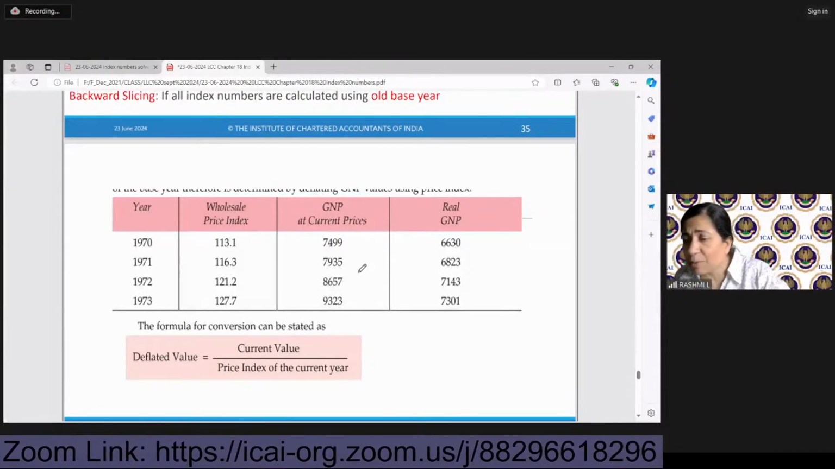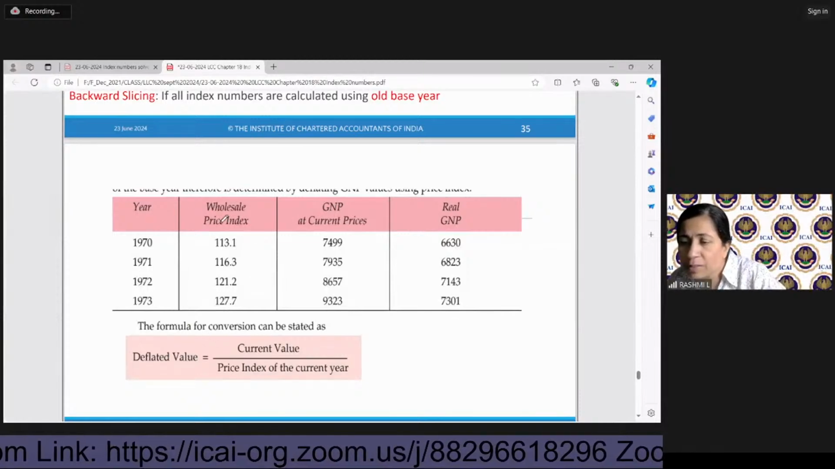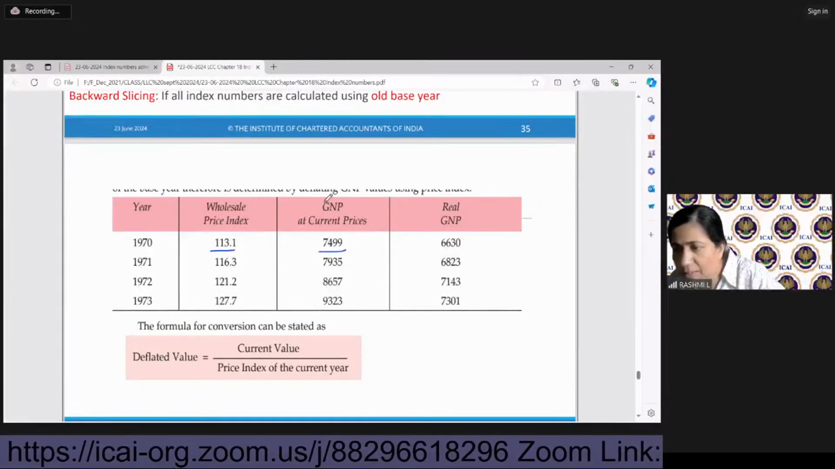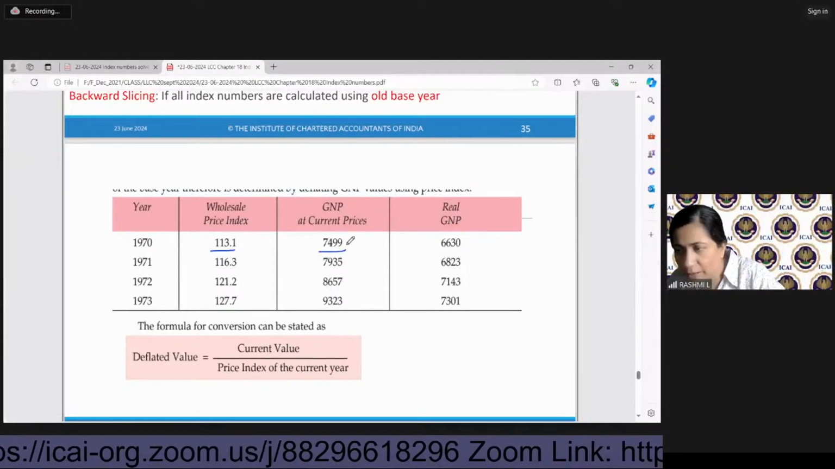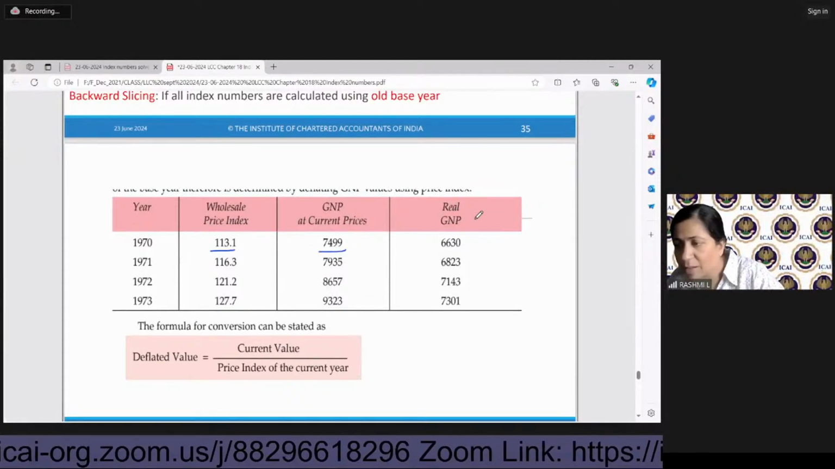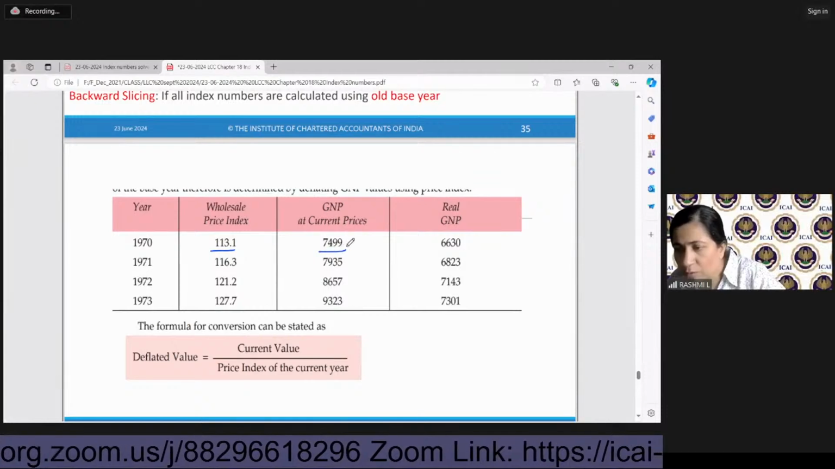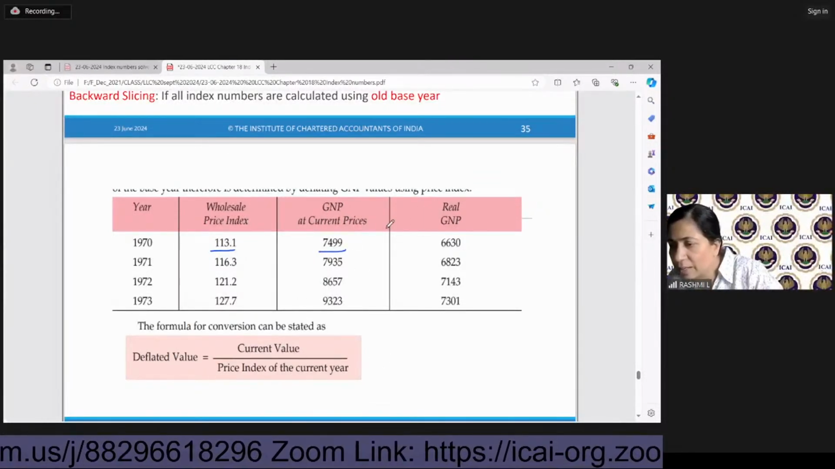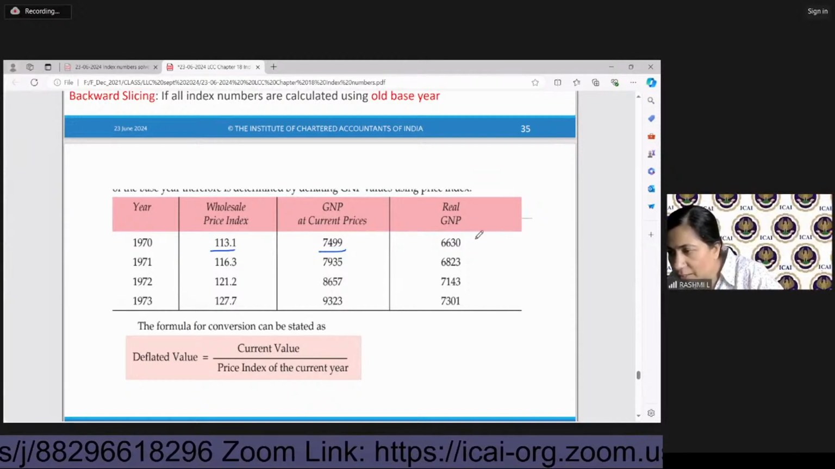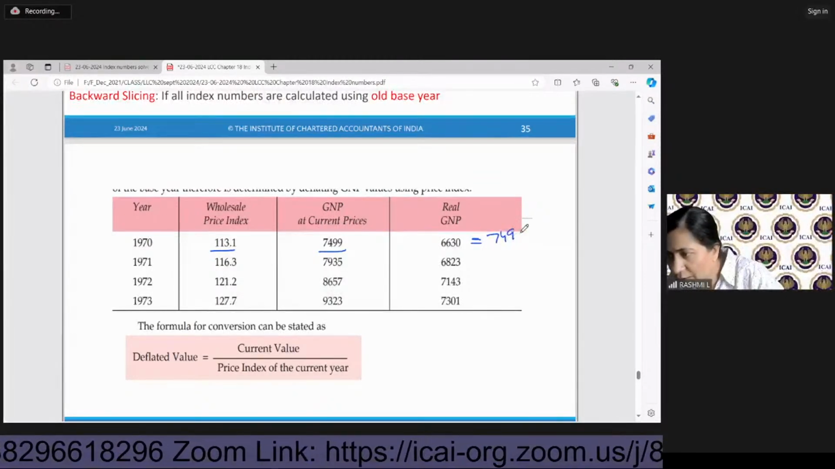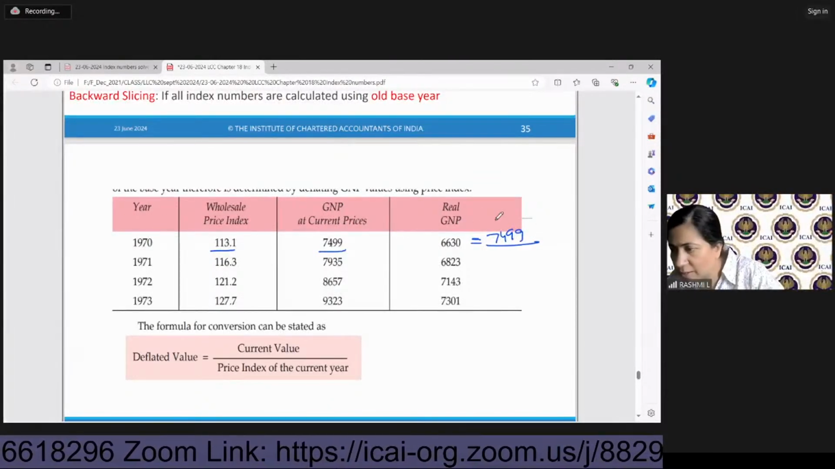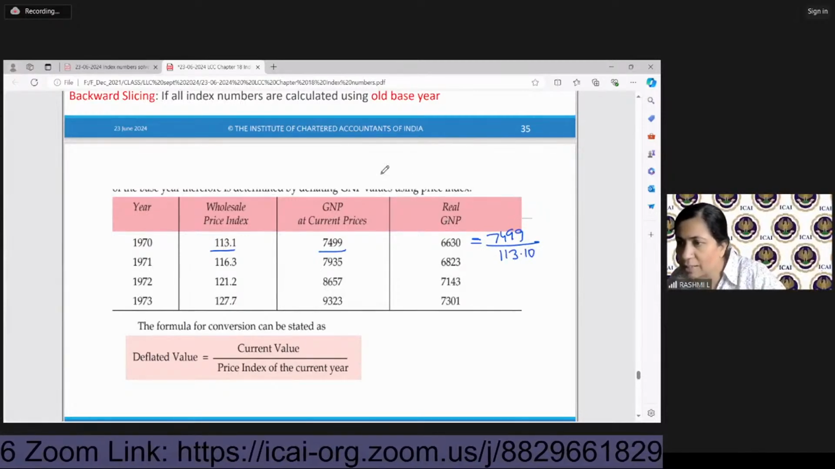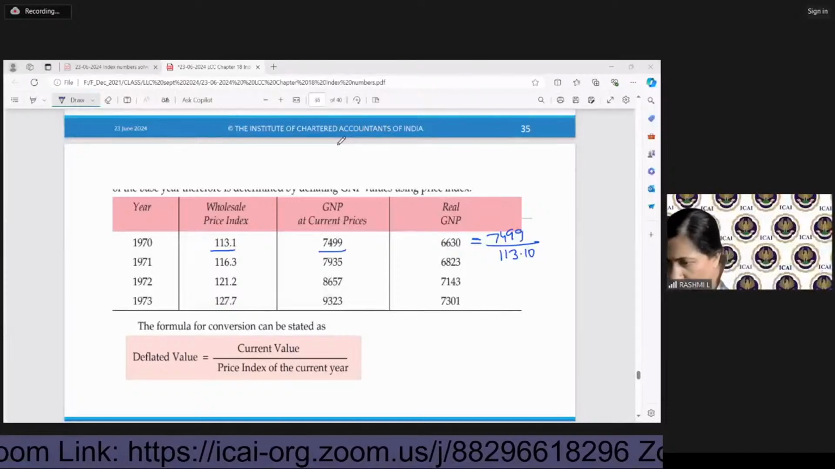So this is an example of the deflated value. See, wholesale price index is so much. GNP at current prices is 7499. What will the real GNP be? So this will be current value upon price index of the current year. Current value is how much? 7499. So this is 7499 upon price index of the current year, 113.10. So you divide this, let us see whether you get this or not.